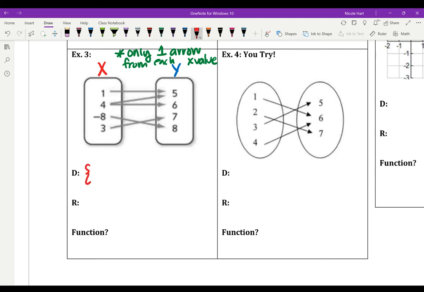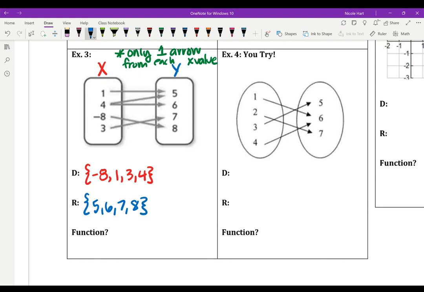So we're going to list out the numbers from smallest to largest. We have a -8 that is technically our largest number, or I'm sorry, our smallest number since it's a negative. And then from there we go up to 1, then 3, then 4. And then for our range, we look at those y values, 5, then 6, then 7, then 8.